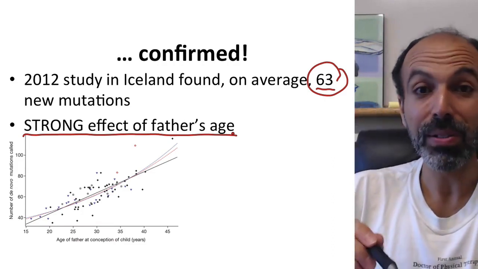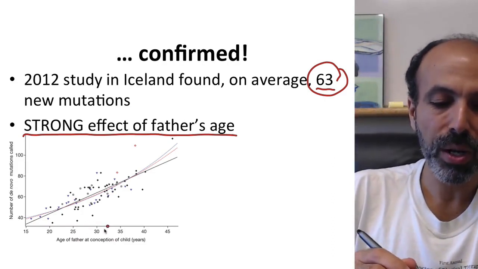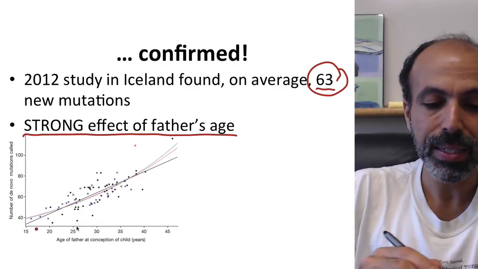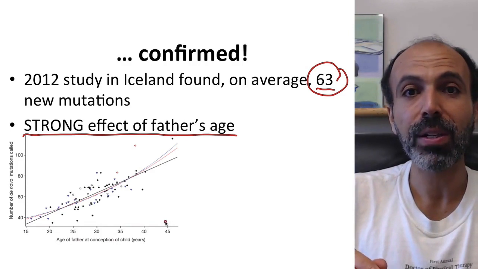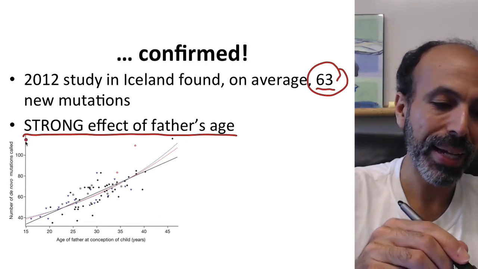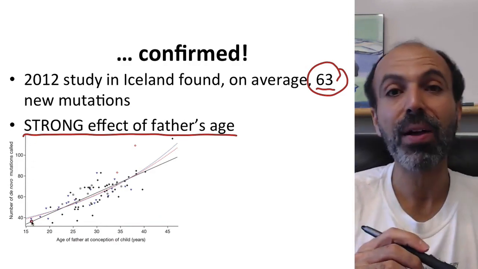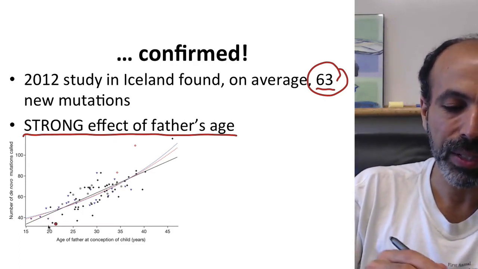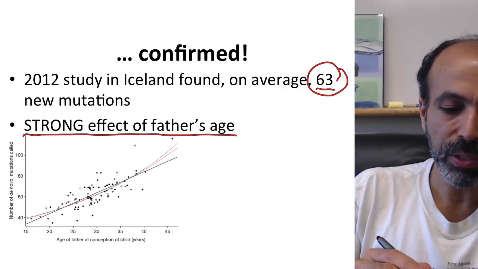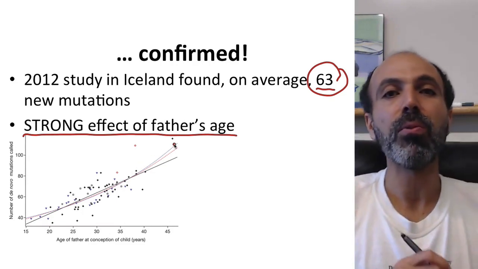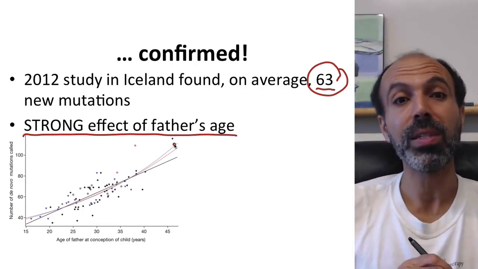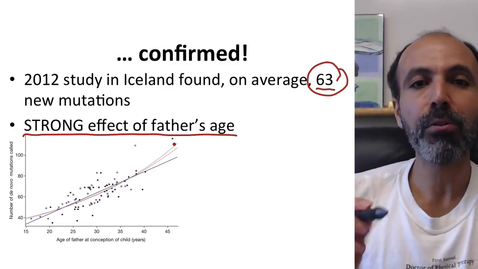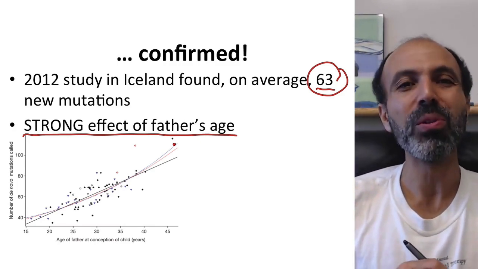So there's many more opportunities for an error or a mutation to come in. And in fact, there's a very strong age effect of the father. Here on the x-axis is the age of the father at the time of conceiving the child. On the y-axis is the number of new mutations found in that child. And there's a very dramatic increase as the father goes from 20, 25, 30, 35, 40: you see way, way more new mutations in the kids. In fact, for every year of the father's age, you see, on average, about 2 more new mutations.